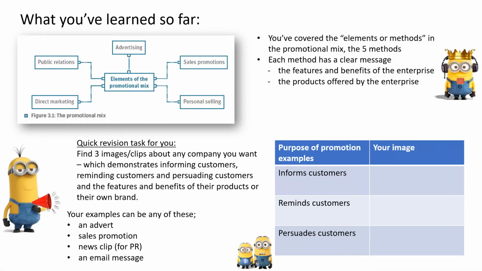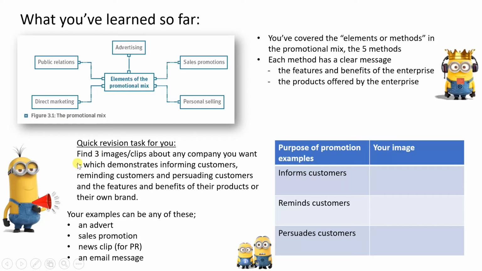So what you've learned so far, you've covered the elements or methods in the promotional mix, the 5 methods as you can see in the diagram, and for each method there has to be a clear message. Now the message usually focuses on features and benefits of the enterprise or the company, or it focuses on the products offered by that particular company.